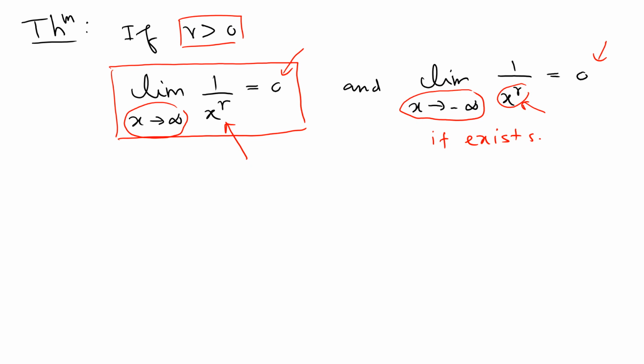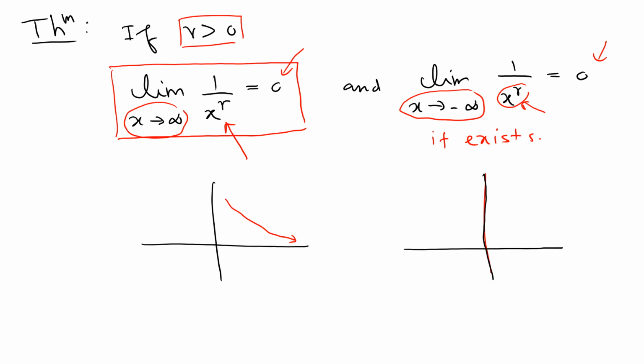So this is a very clear situation, because in both cases you can see this fraction is getting smaller and smaller, so it goes to 0. Same thing on the other side, for the negative side, again when it exists. Okay, so let's look at an interesting example now.